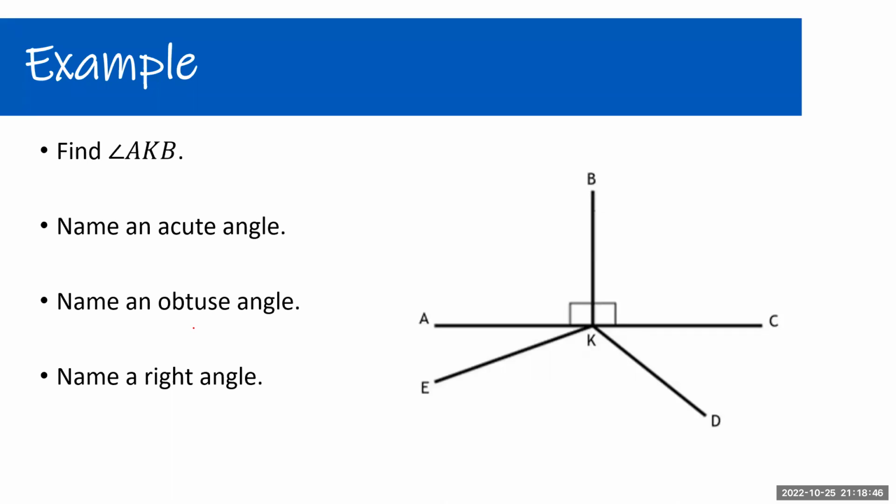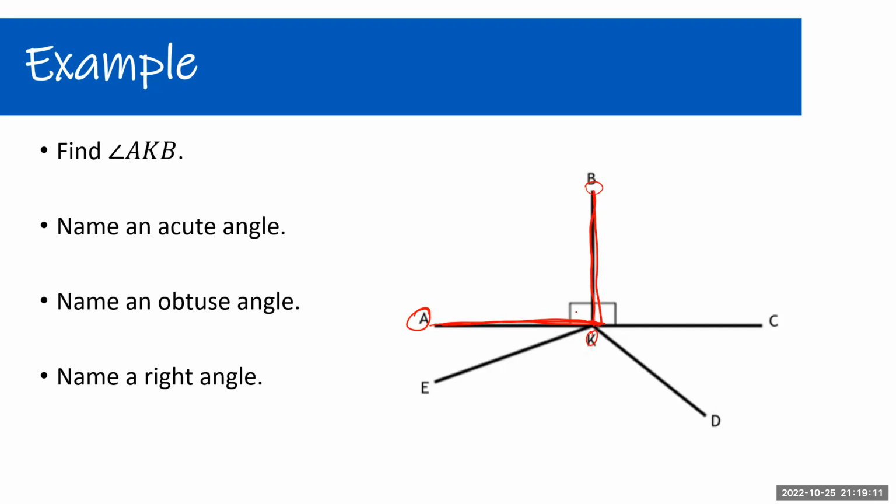Let's look at an example here. We want to first find angle AKB. So to do that, we're going to find point A, we're going to find point K, and we're going to find point B. And we just want to connect the dots in that order. So we go from A to K and K to B. It's that angle right there.